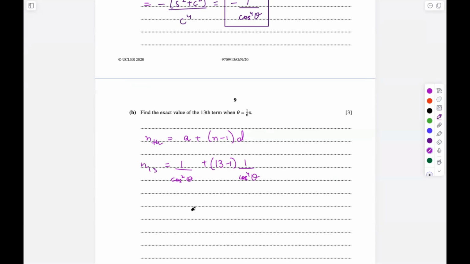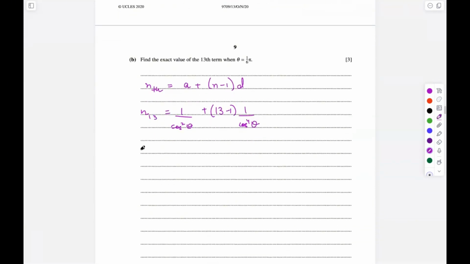Now to find the 13th term, we know that the value of theta is 1 upon 6 pi. So this will become 1 upon cos of 1 upon 6 pi whole squared plus 12. And in the denominator, we have cos to the power 4 theta. So cos to the power 4, where theta is 1 upon 6 pi, will become cos of 1 upon 6 pi to the power 4.